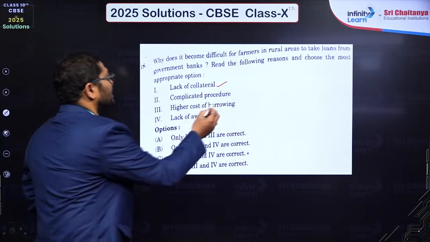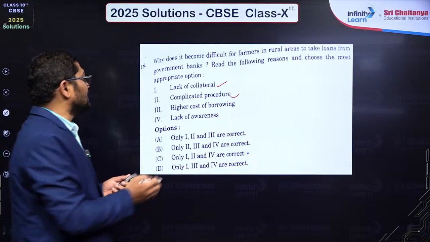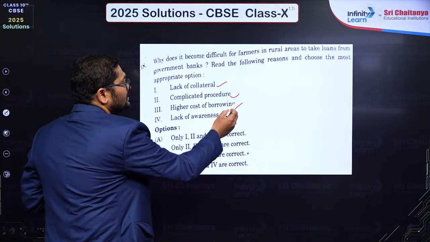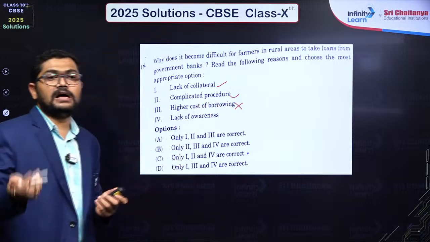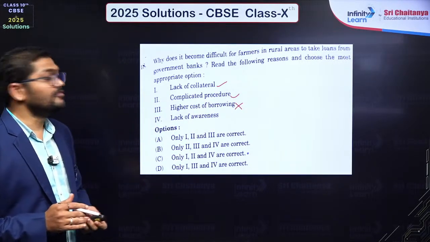Then we have the complicated procedure. Yes, the documentation is very, very high. And the higher cost of borrowing, which is a false one in the government banks, especially for the farmers, the rate of interest is less. So it's not the higher cost of borrowing.